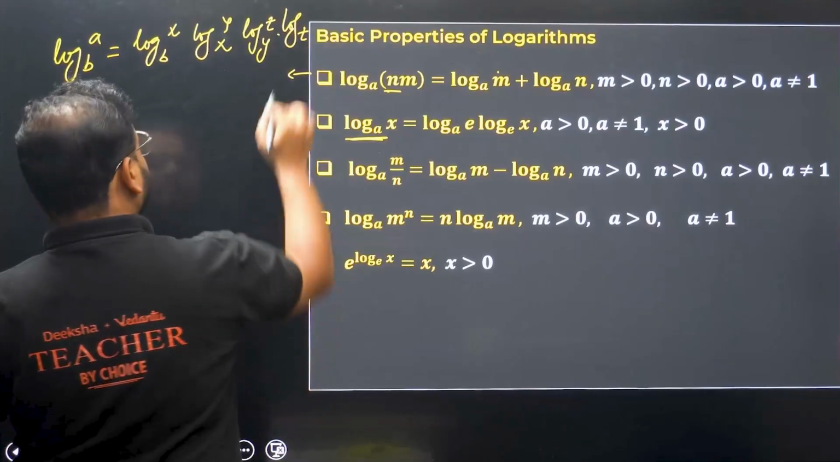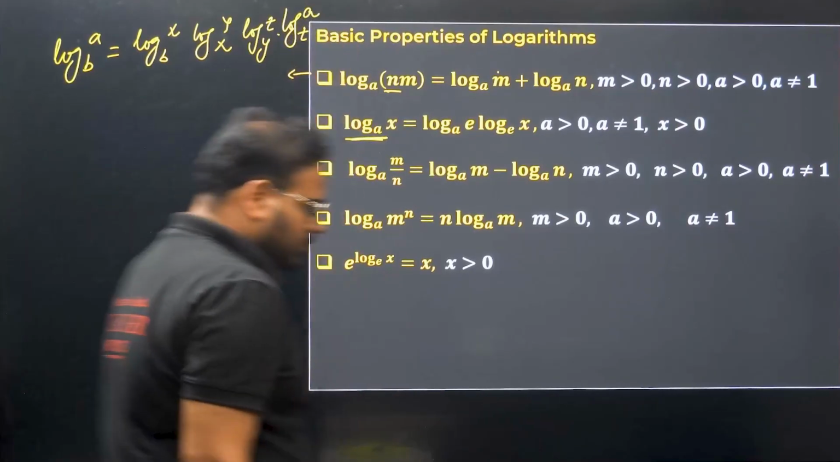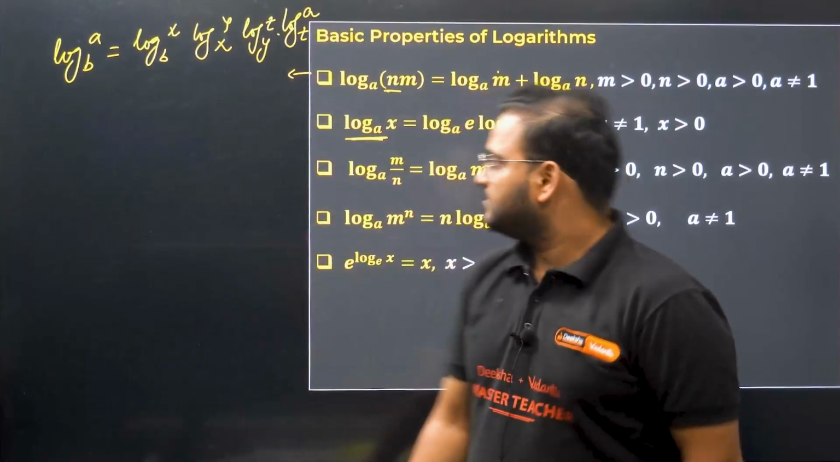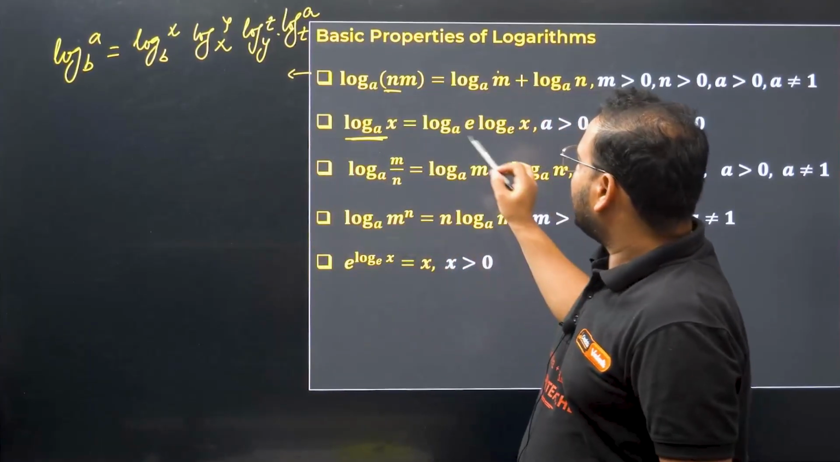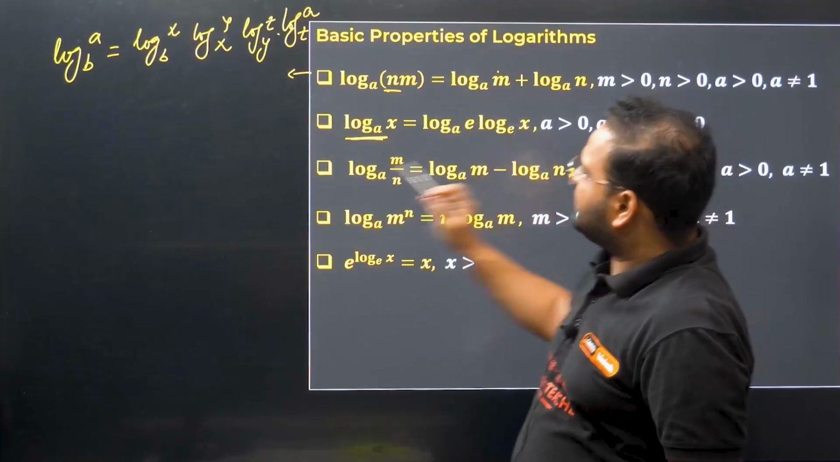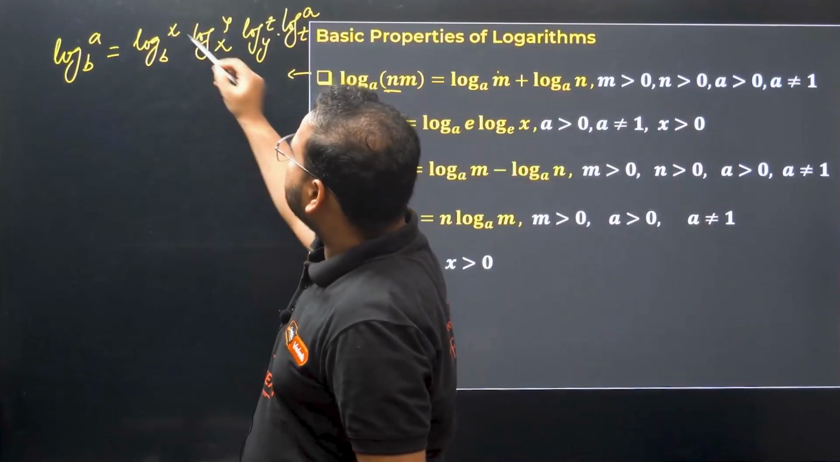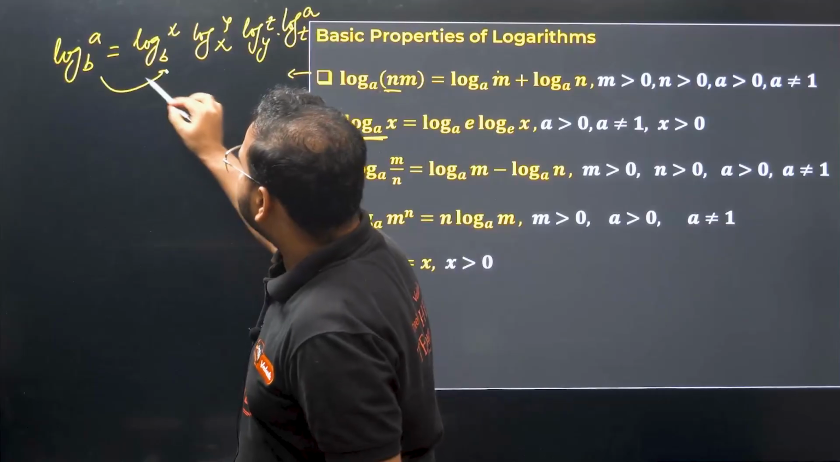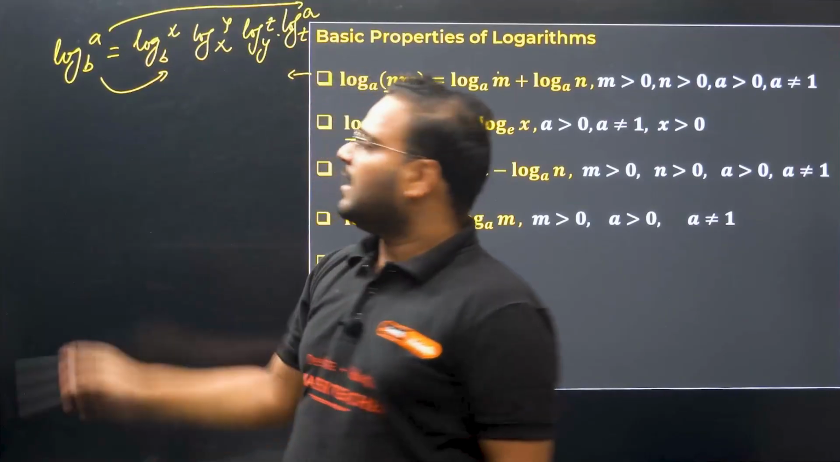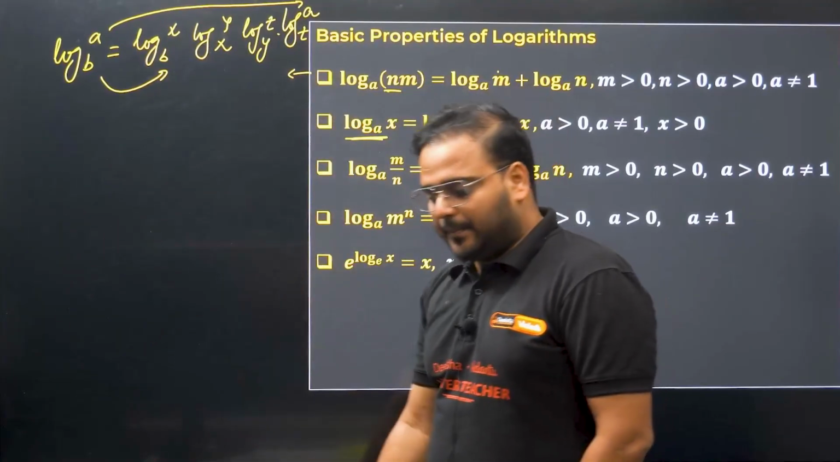Log of a. Have a look. So this is how we can keep changing the bases. We started from a to x, right? And we are going a to x, a to x, the same way. We had b to a, right? So b to x, x to y, y to t, t to a. So basically the first one should be b and the last one should be a. You can keep changing the bases like this.